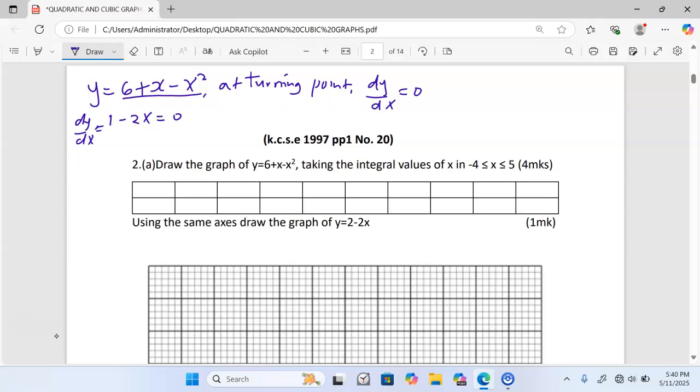From here now, if you move minus 2x to the other side, we are going to have positive 2x being equal to 1. Then x is going to be equal to 0.5.